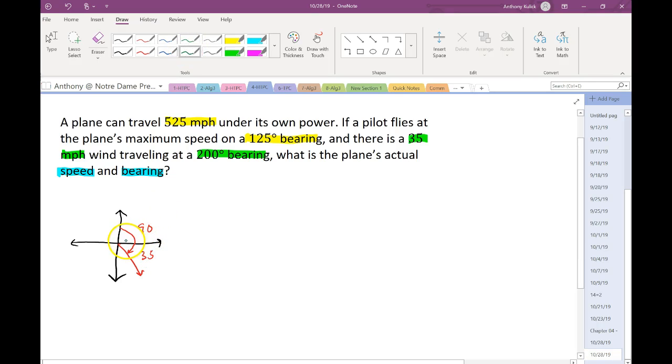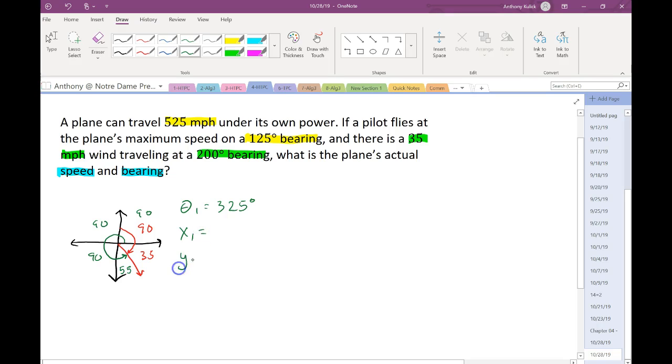But to actually do any calculation, I don't want to use the bearing angle. I want the standard form angle, so I'm going to call that angle theta 1. That angle would be 90 plus 90 plus 90 plus the complement of 35, which is 55. When I add those up, 90 plus 90 plus 90 is 270, and then 55 more is 325.